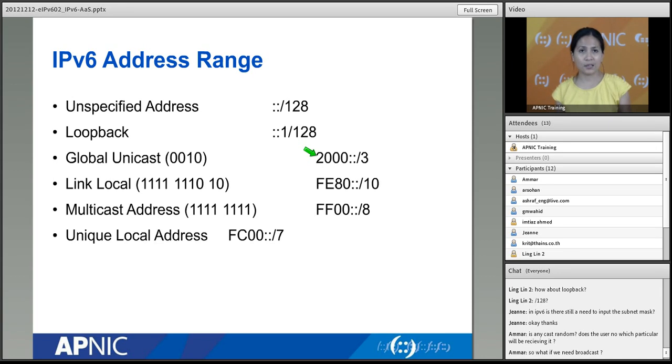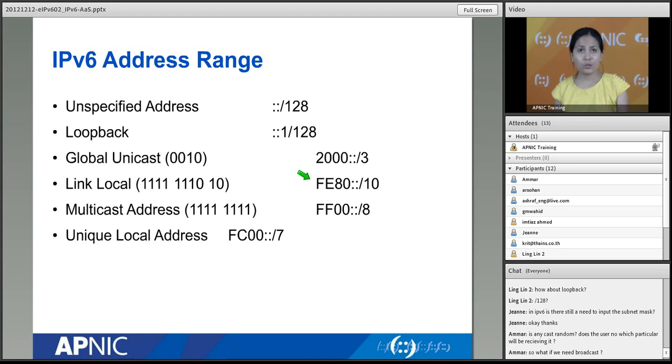Notice that it is a /3, okay? So from this /3, this is our global IPv6 address pool. From that, all regional internet registries got a slice of that block, and from that smaller block is where all of us service providers and enterprises get our IPv6 block. So if you come to APNIC to request your IPv6 address, you will get a global unicast address, a global unicast prefix.